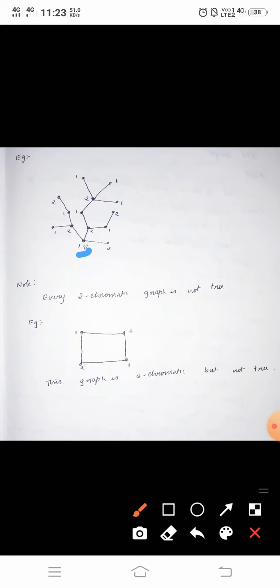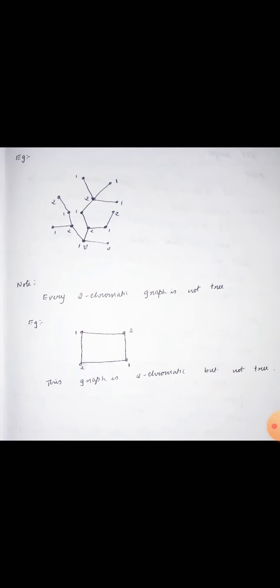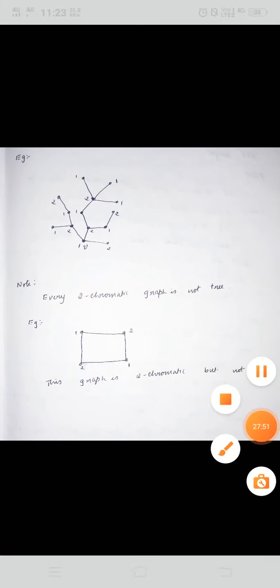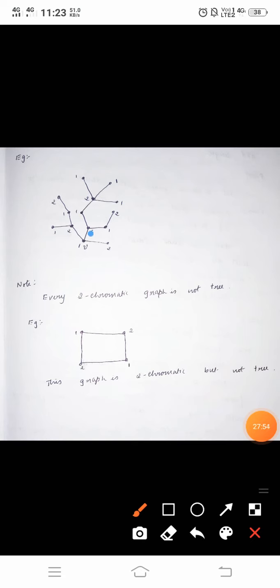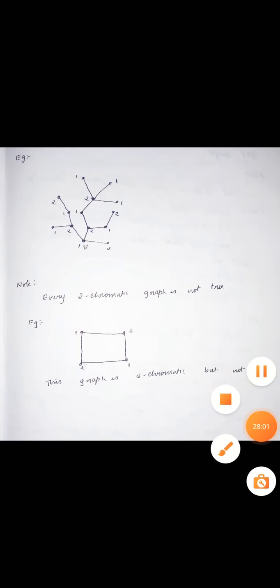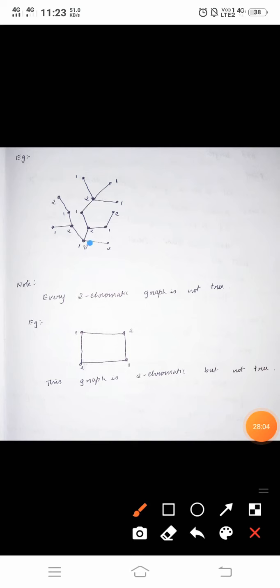Look here. From V to this vertex the distance is 1, that is odd, its color is 2. From V to this vertex the distance is 1, that is odd, the color is 2. And from V to this vertex the distance is 1, 2, 3, that is odd, also its color is 2.